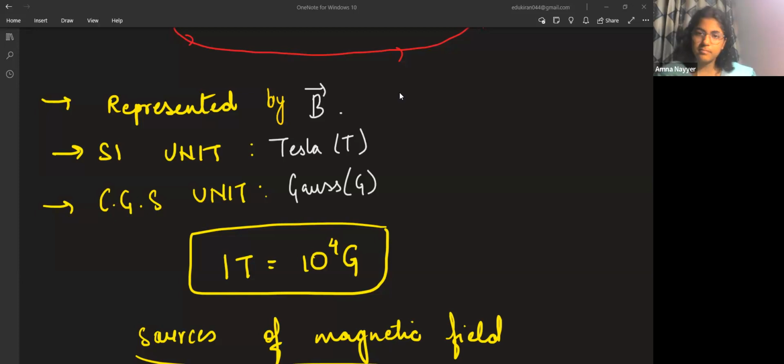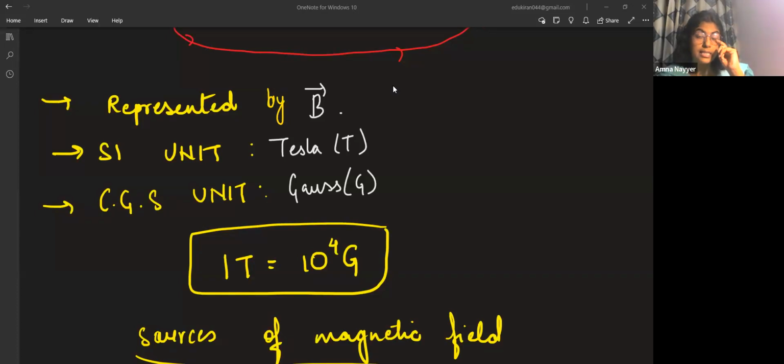Okay. Magnetic field is represented by B. Why am I saying this? Because you will find M also written, but a small m will represent the magnetic dipole, or a capital M will represent something else. So for magnetic field, we have the symbol B.